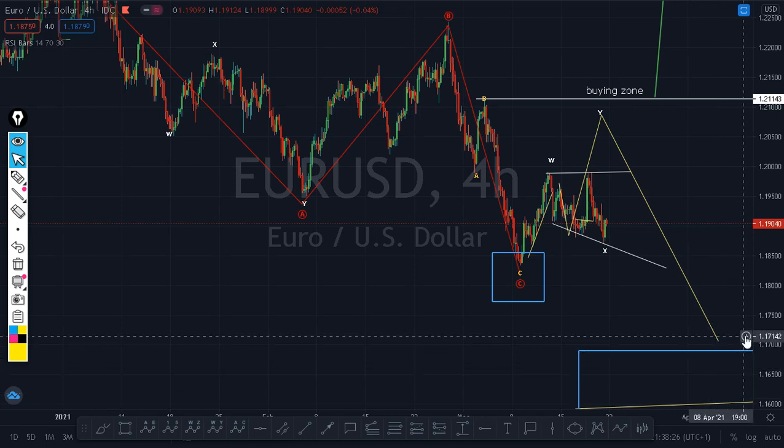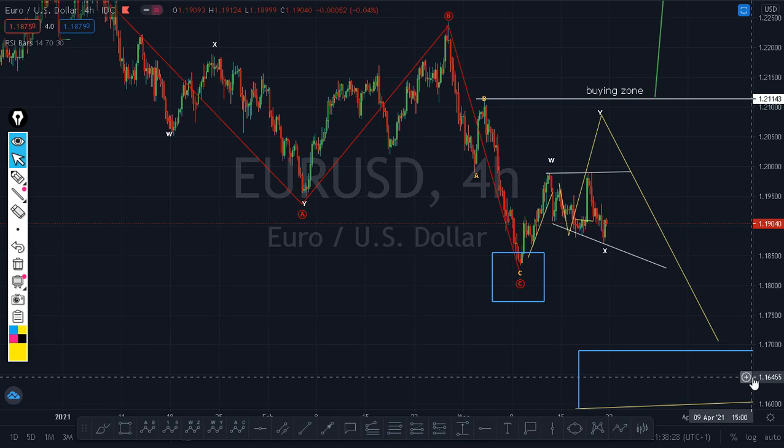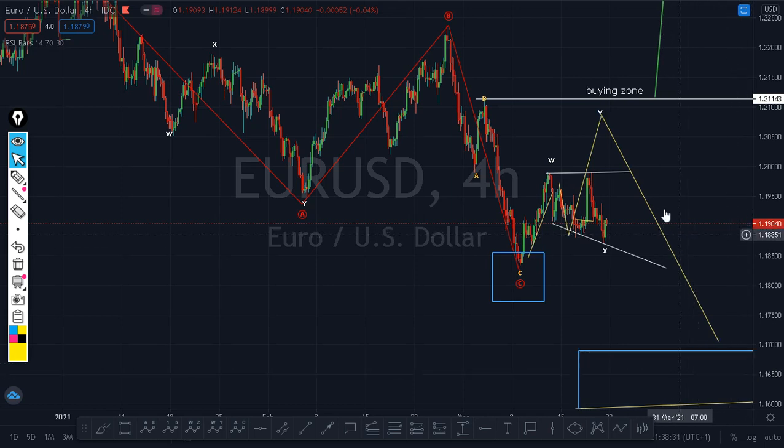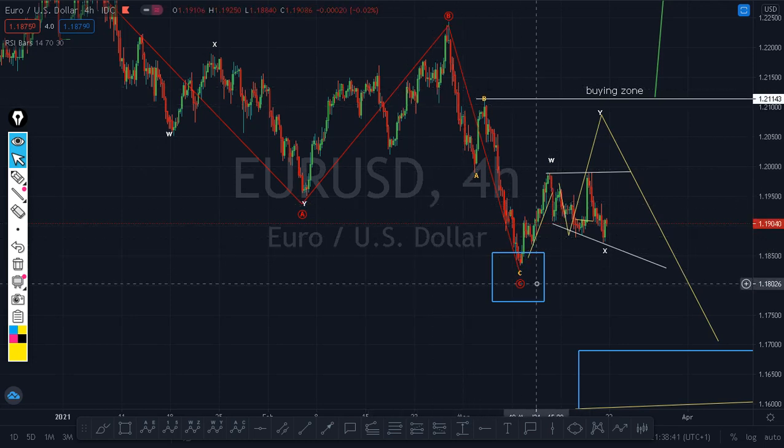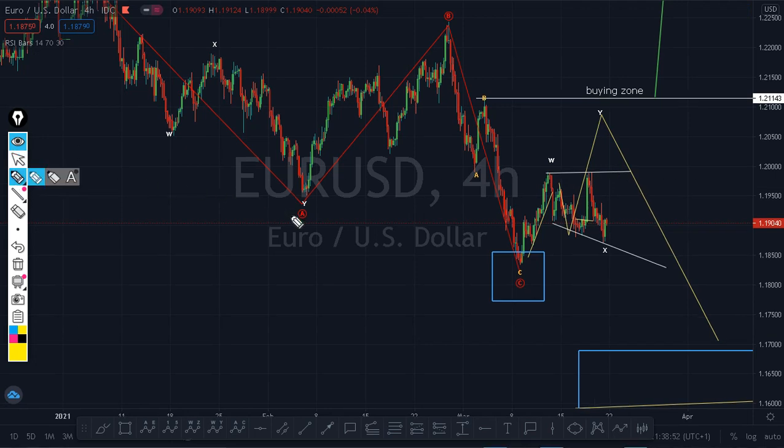That is between 1.17, 1.16, and so on. Then if price keeps moving up and close above this place, then we will assume that the correction is over, that the next impulse move has begun. So, but the safest way to trade the double zigzag, if it will be the case, is to trade it when price close above the current C wave, but above here is buy.